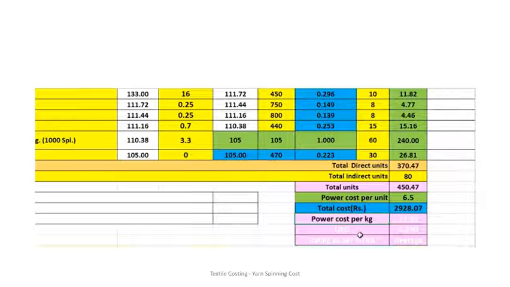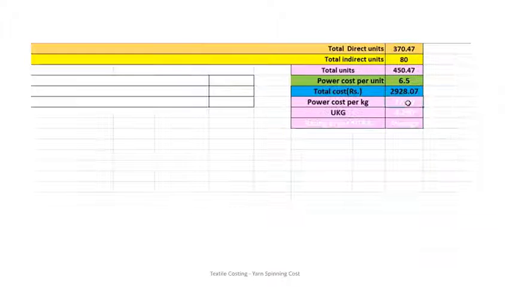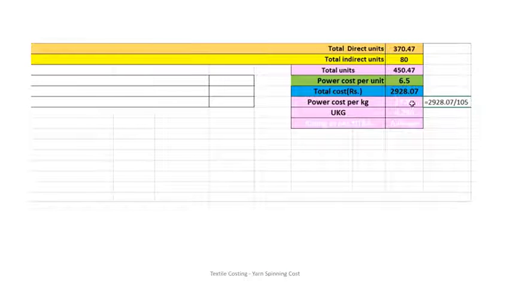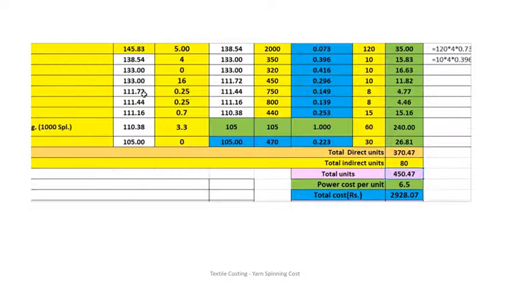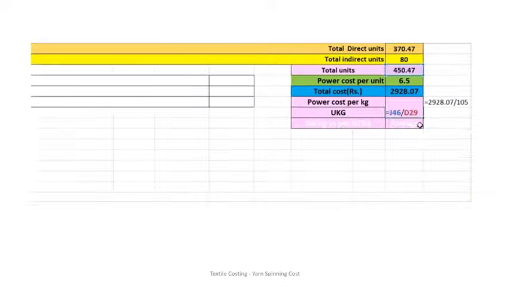So power cost per kg is equal to total cost divided by production in the ring frame, which is 105 kgs. The total cost is 2928. So we get the value 27.89, which is the power cost per kg. The units consumed per kg is equal to 4.29, which is the total units, 450, divided by the ring frame production 105, we get the UKG.